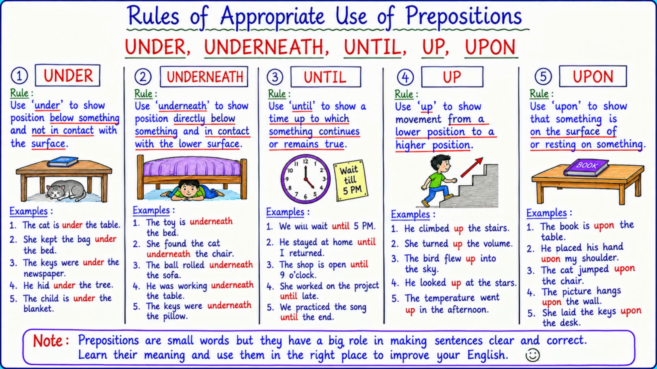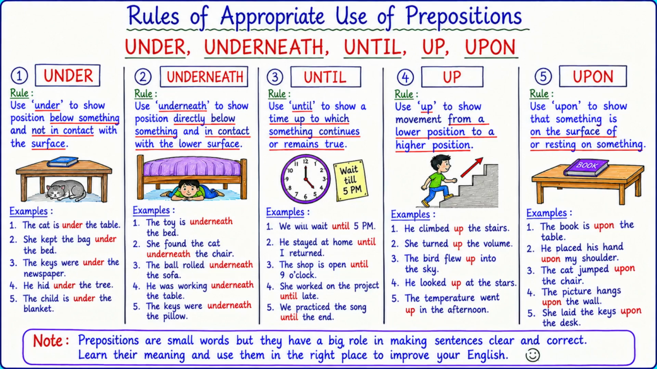3. Until. Next we have until. We use until to show the time up to which an action continues or a situation remains true. In simple words, until means up to a particular time or event. Let's look at the examples. 1. We will wait until 5 p.m. 2. He stayed at home until I returned. 3. The shop is open until 9 o'clock. 4. She worked on the project until late. 5. We practiced the song until the end.